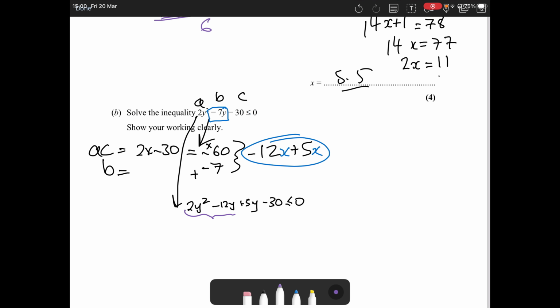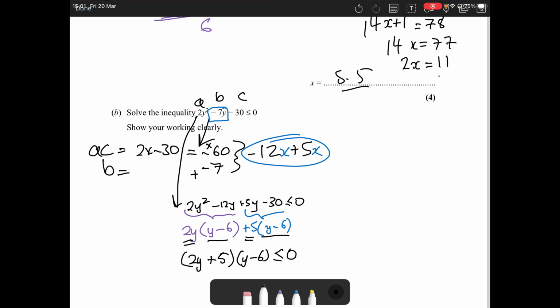Purple pair will be 2y as a common factor, bracket y minus 6. Blue pair, you get common factor 5, so plus 5 on the brackets, y minus 6. If you've done this correctly, you'll notice that both brackets are identical, which they are. So the y minus 6 goes in one of the brackets. What goes in the other one is what you got here and here. It's 2y plus 5. So put that in the bracket as well.